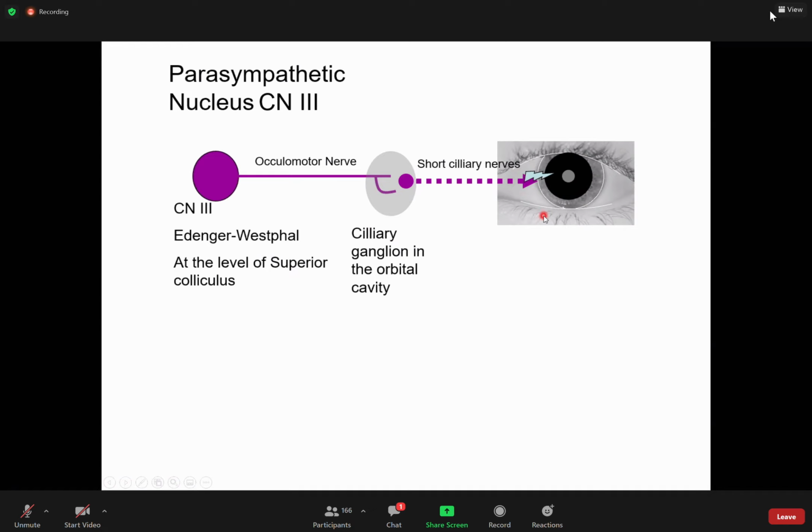One is the sphincter pupillae, which constricts the pupil. The other is the ciliary muscle, which makes the lens more convex and helps in accommodation.